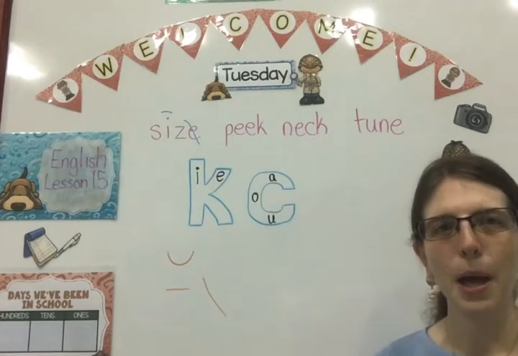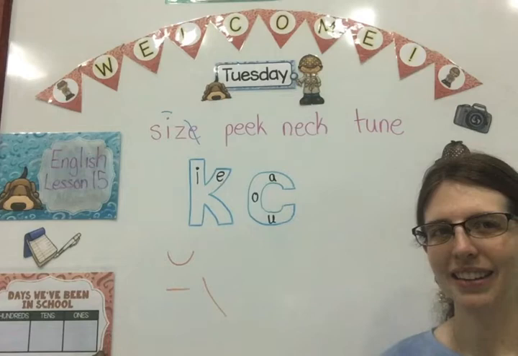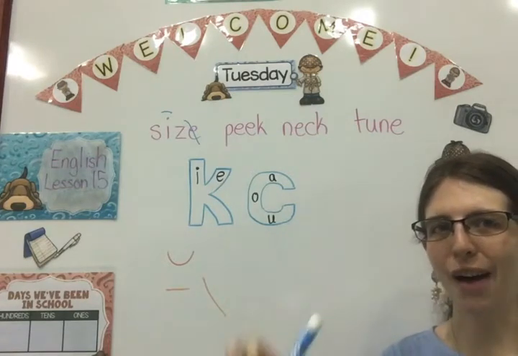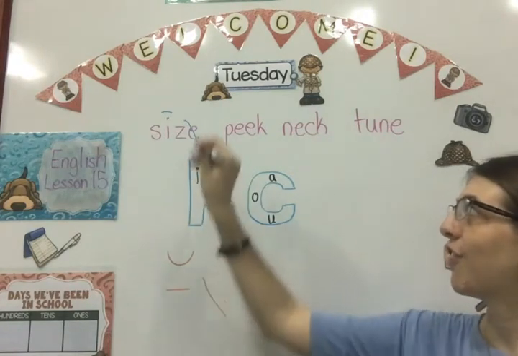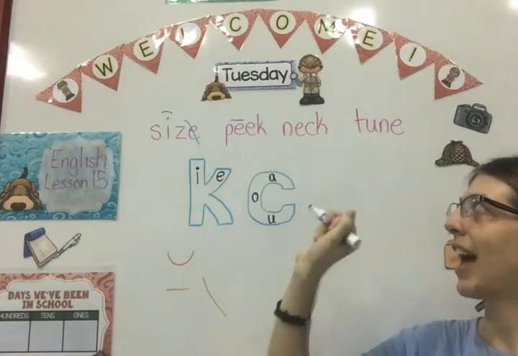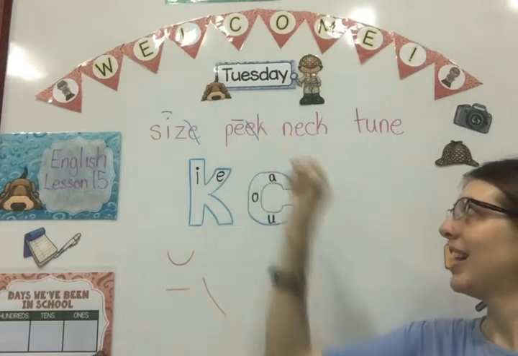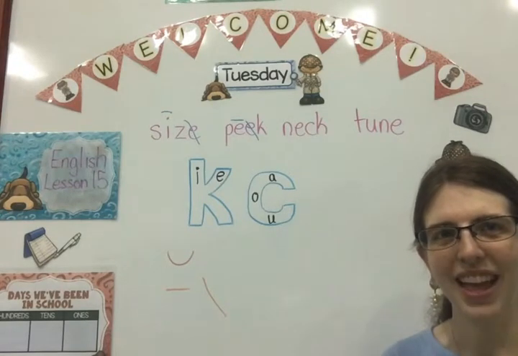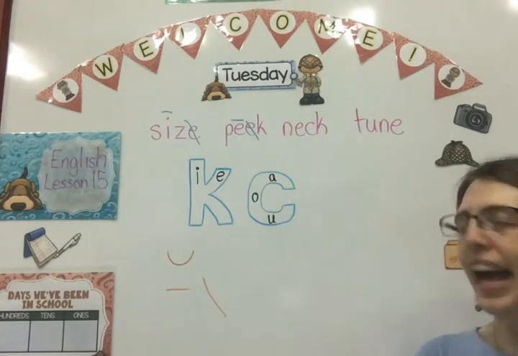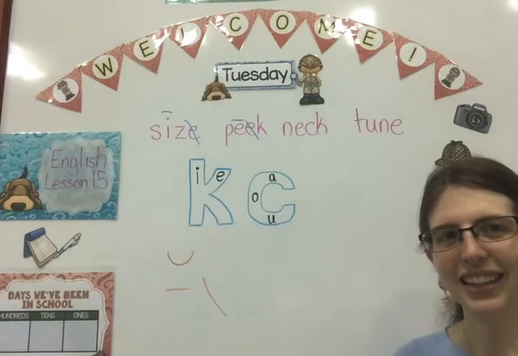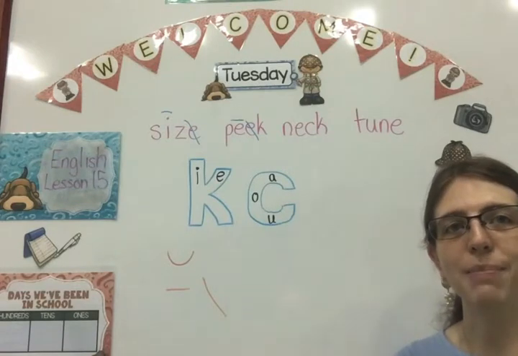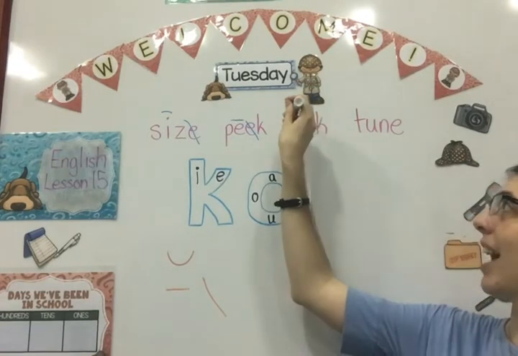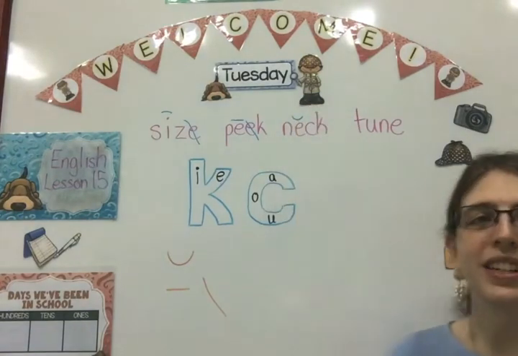Peak. There are 2 vowels in my word. The first one says its long sound, and the second one is silent. Next I have neck. There is 1 vowel in my word, so I mark it with a smile. It says its short sound.